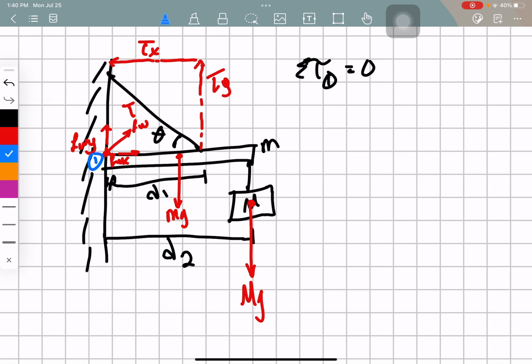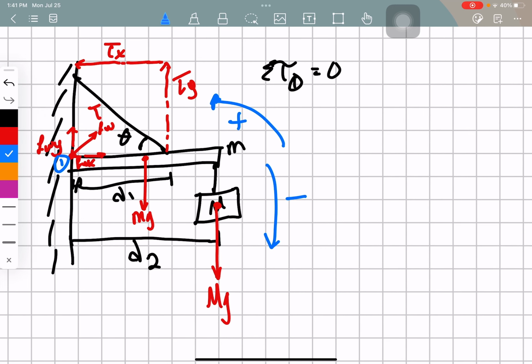Okay, so this is going to pull it this direction. Going this direction is going to be negative. Going the other direction is going to be positive. Okay, so counterclockwise is positive. You could do it the other way around, but you have to be consistent. So what's going to happen is that you're going to do torque. So we're just going to use torque.